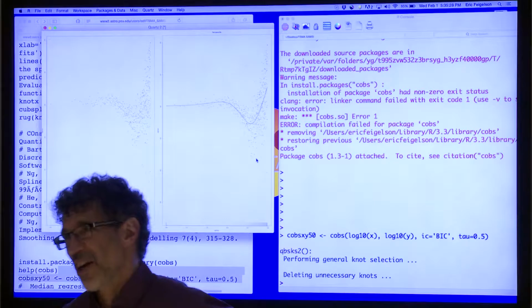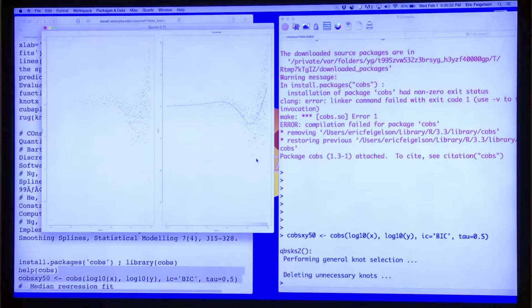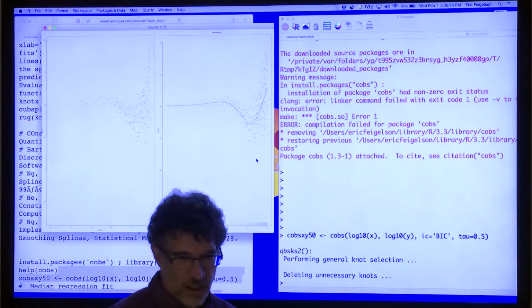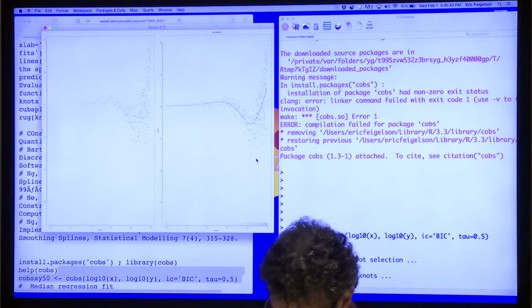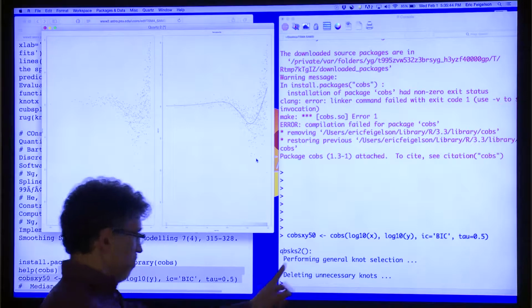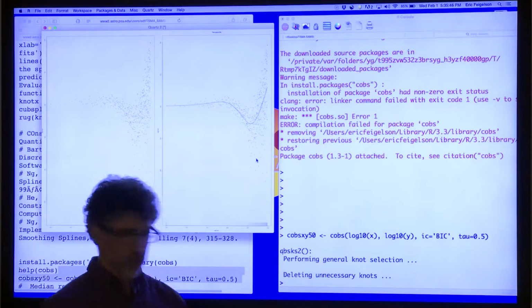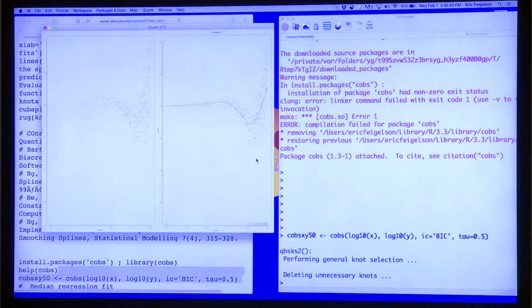And hey, I'm an astronomer. I don't have Gaussian. My stars don't know about Gaussian scatter. So I actually like this, that it's a quantile regression technique, and it's smoothing at the same time. And then the other thing I like about it is that it says, performing general knot selection, whatever that means. I'd have to read the articles to find out what he means.